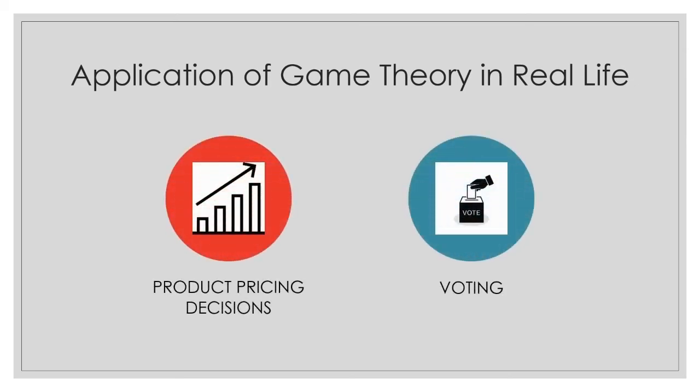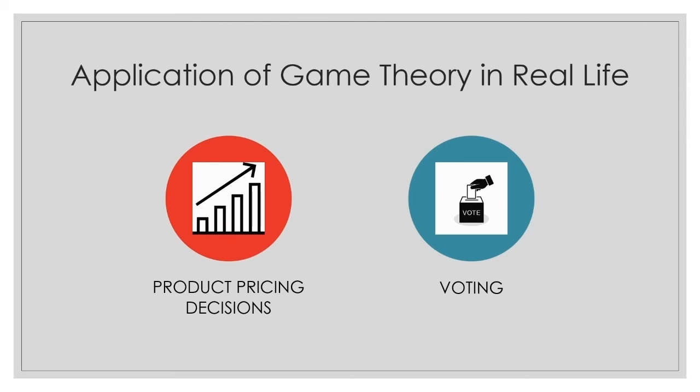Product pricing decisions and voting. In product pricing decisions, retailers compete against each other to gain market dominance over one another, and in order to do this, they use different games or strategies, like offering discounts on their products to increase their sales, or finding a factor that can be appealing to the consumer like promos, limited time events, and such.